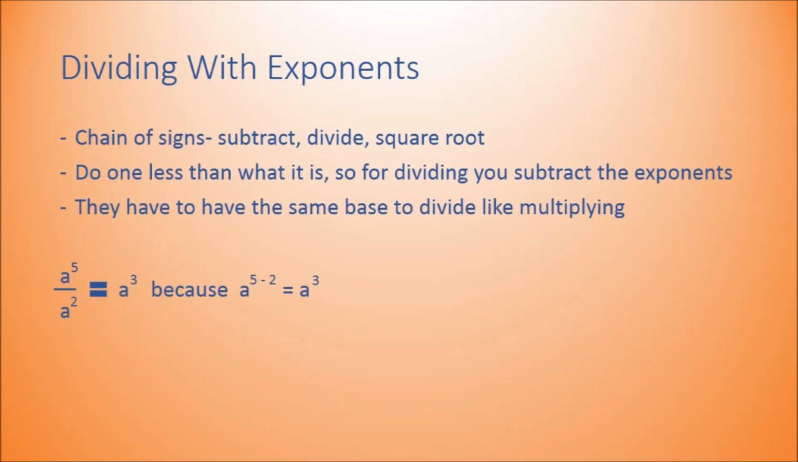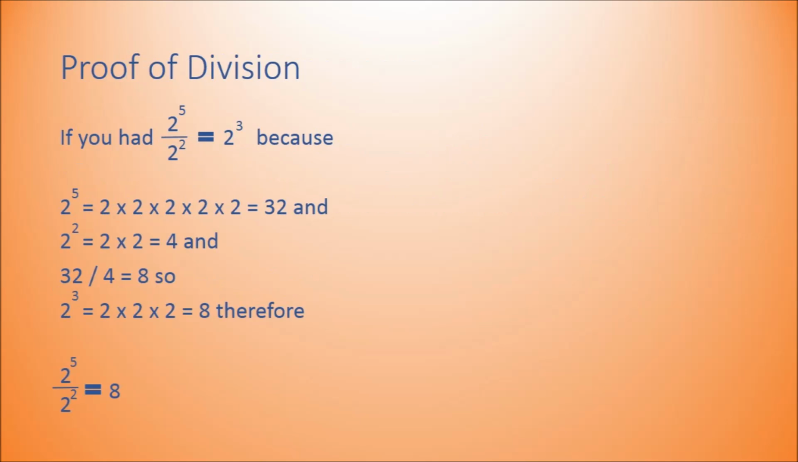So again, they have to have the same base as with multiplying. And so if you look at this example, you have a to the fifth over a squared. And so you'd subtract 5 minus 2, and you get a to the third, because a to the 5 minus 2 is a to the third.